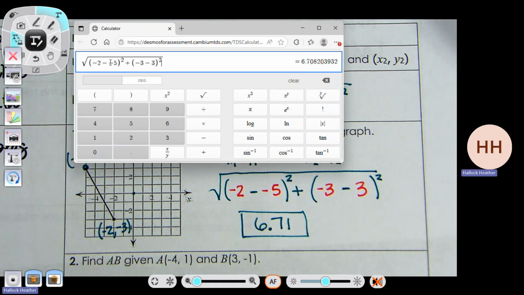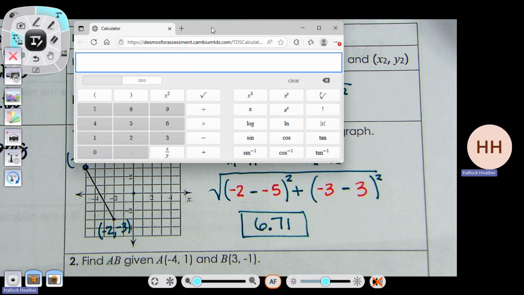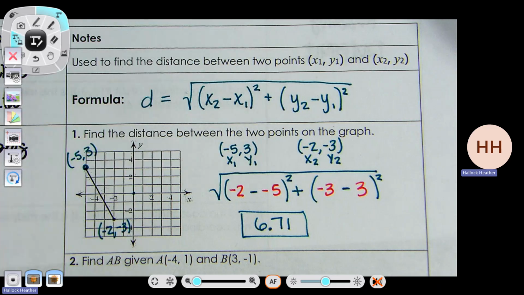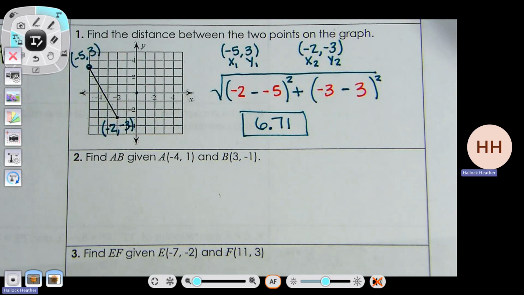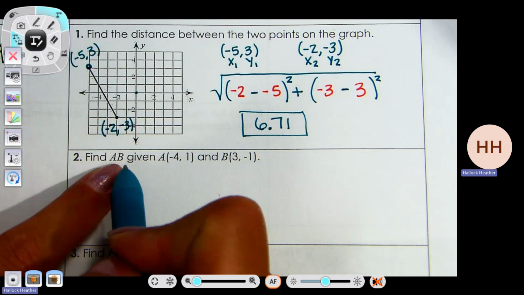The second question is exactly the same. Take a second, clear out your calculator completely because you need to practice typing this in from scratch. I would suggest we're going to try to write it on our formula first. We need to find AB. That means the distance between AB. So I'm going to use the distance formula.